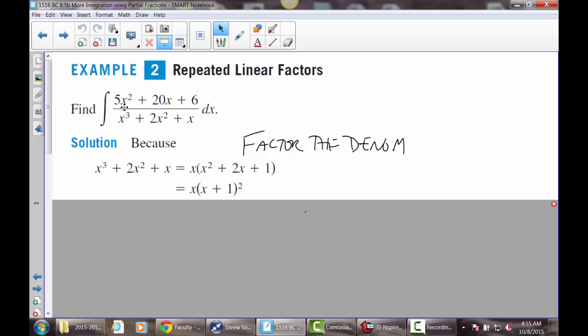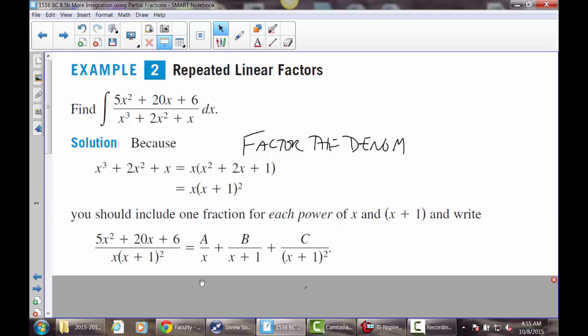The first thing you always want to do is check the degrees. In this case, the degree of the numerator is less than the degree of the denominator, so we do not have to divide. You'll factor the denominator, which is x times x plus 1 squared. You'll set up your fractions. You'll need x as a denominator, x plus 1, and x plus 1 squared. Don't forget you'll need the x plus 1 as well.